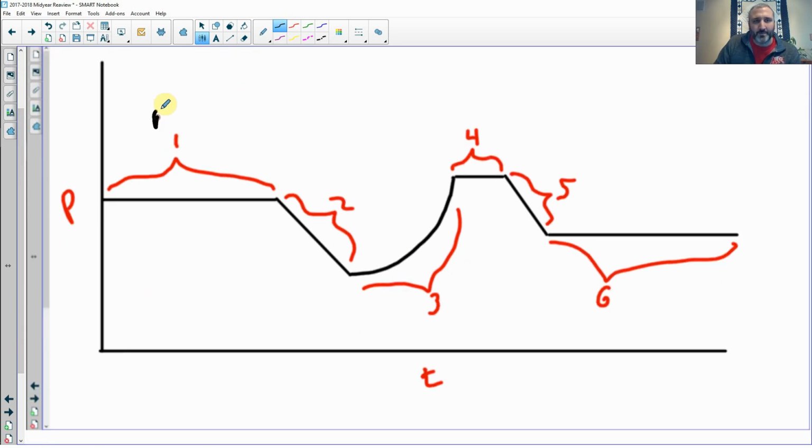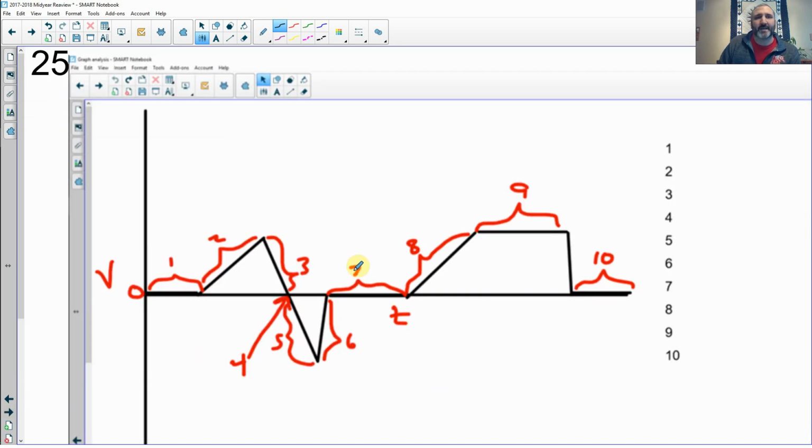So, part 1 would be at rest. Part 2 would be constant negative velocity. Part 3, a parabola opening up, constant positive acceleration. Part 4 would be rest. Part 5 would be constant negative velocity. And part 6 would be rest again.